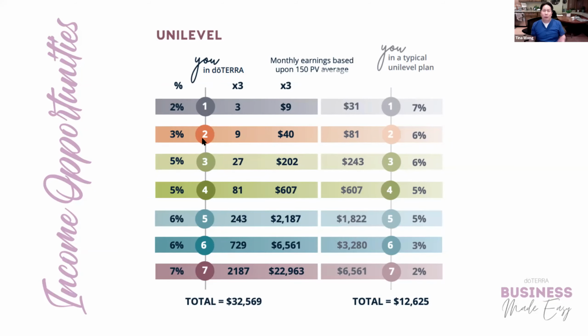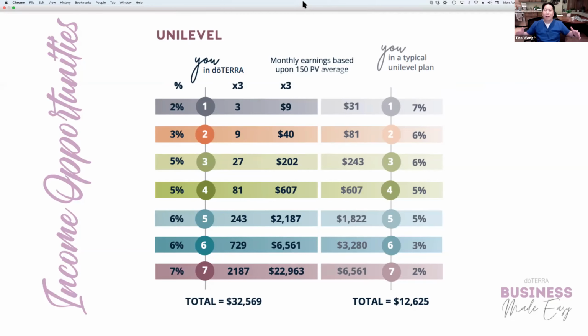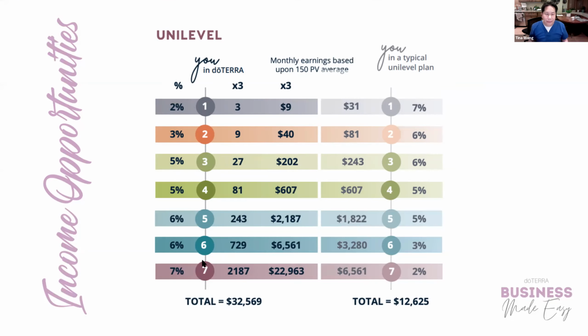And so this is where unilevel is. Unilevel is you get paid on the volume underneath you, whether it's in 1 leg or 3 legs or 7 legs. You will get a commission on all the volume underneath you up to a certain number of levels. Now, some companies only pay down to 3, 4, or 5 levels. doTERRA pays all the way to 7 levels.